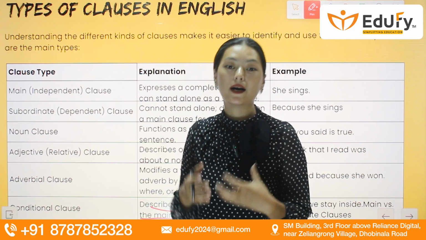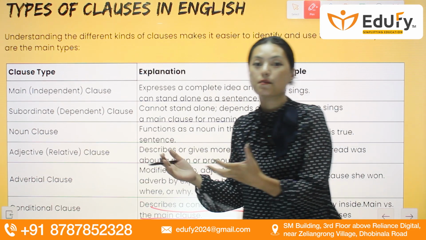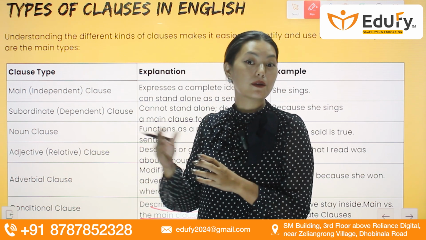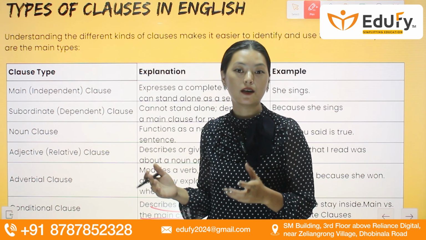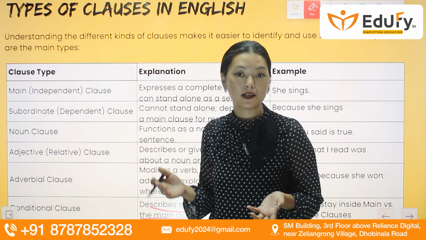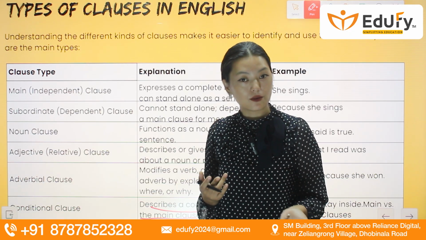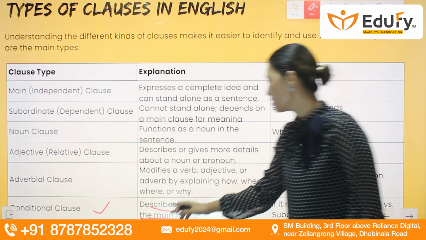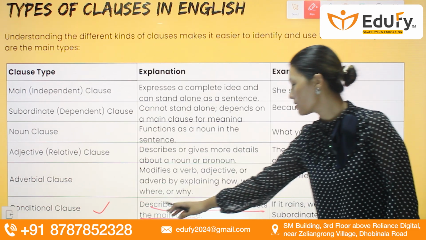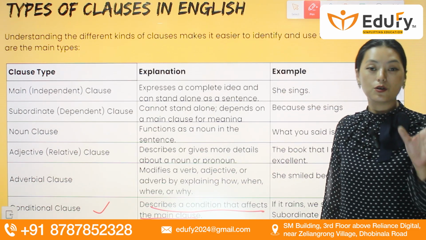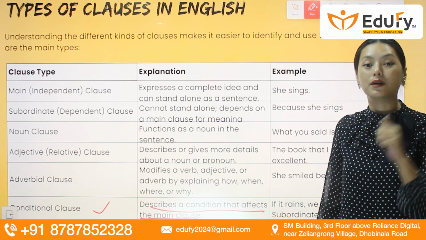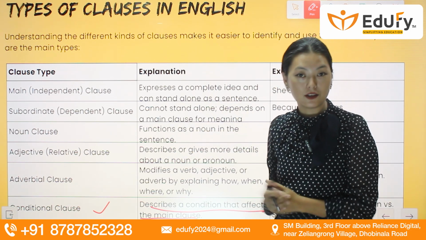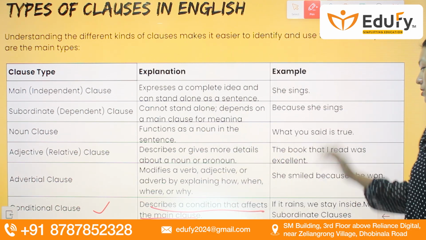What is that? My action of being punished depends on whether I am wrong or right. So that means there is a condition attached to my punishment, that I may be right or wrong. So that is called conditional sentences. Conditional clauses describe a condition that affects the main clause. So we'll have to look at what the main clause is, and according to that main clause, I will attach a condition to it, right? So that is called a conditional clause.